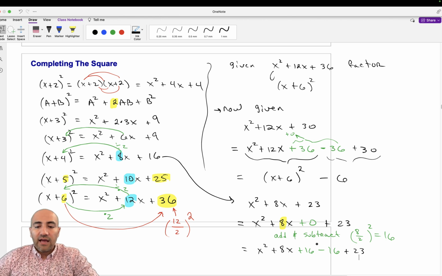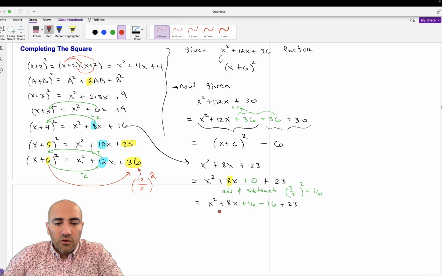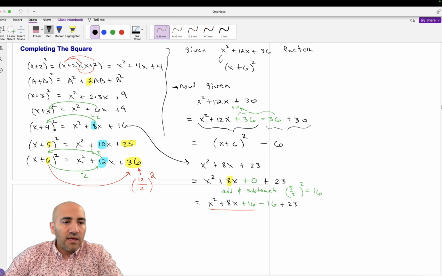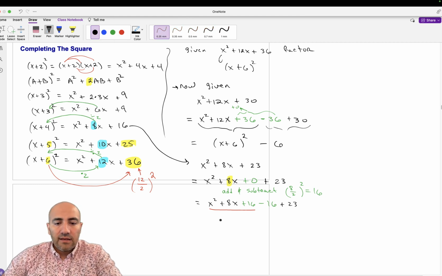But the advantage is now that we can combine these terms. The first 3 terms are a perfect square trinomial. In fact, they are right here. So the first 3 are a perfect square trinomial, and they factor out just like over here. This becomes x plus 4 squared.